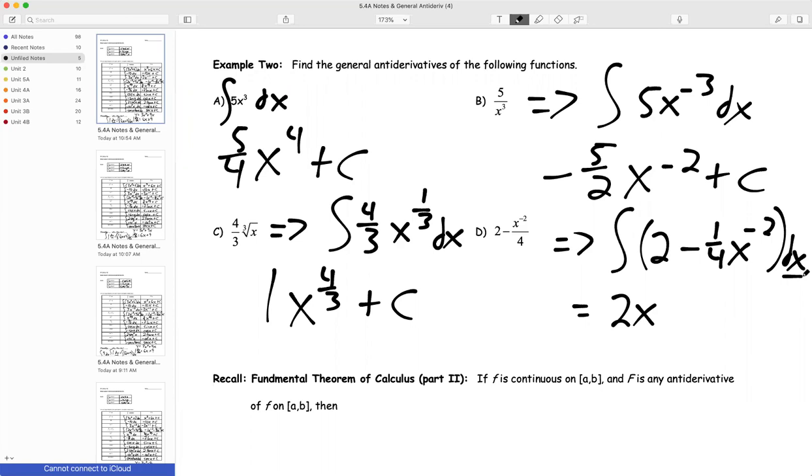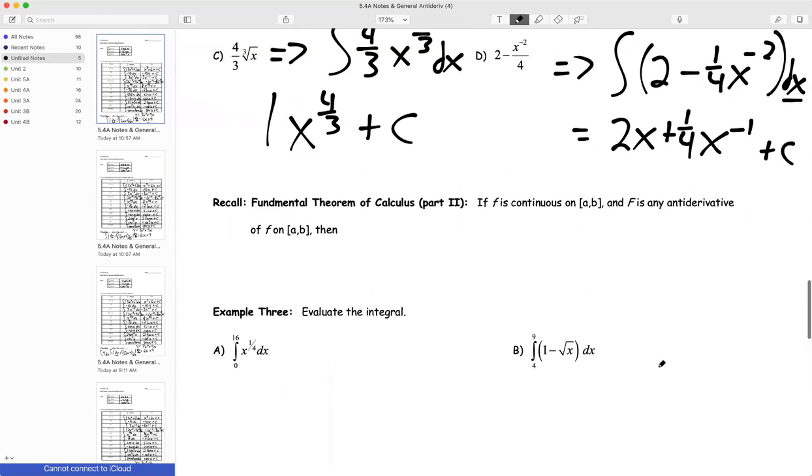Here, I'm going to add 1. So -2 plus 1 gives me -1. And then I'm going to take the -1 and divide. So -1/4 divided by -1 gives me positive 1/4. Any questions on that one or those for me? Okay, let's look at one last thing here.